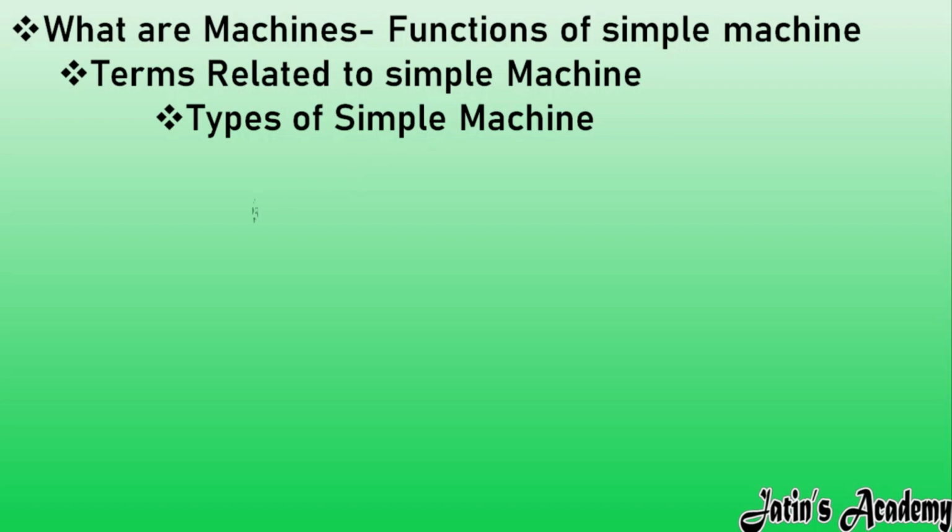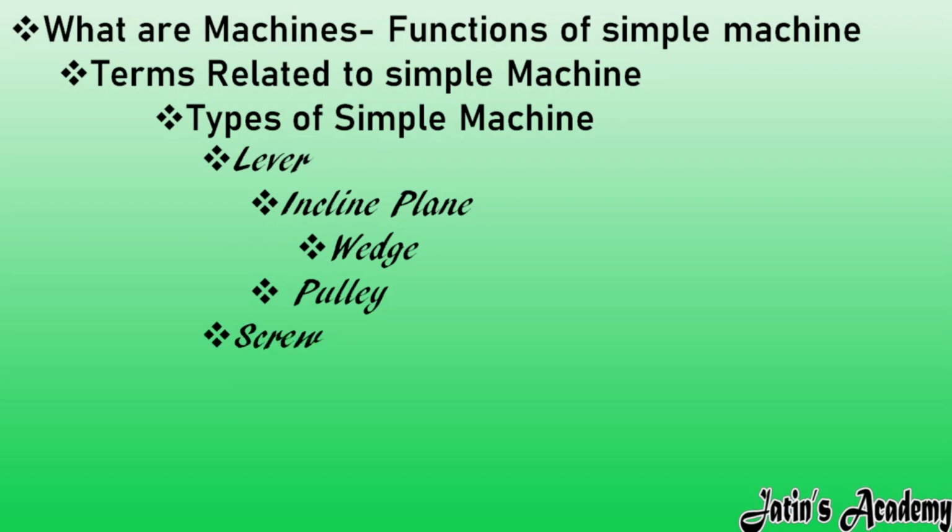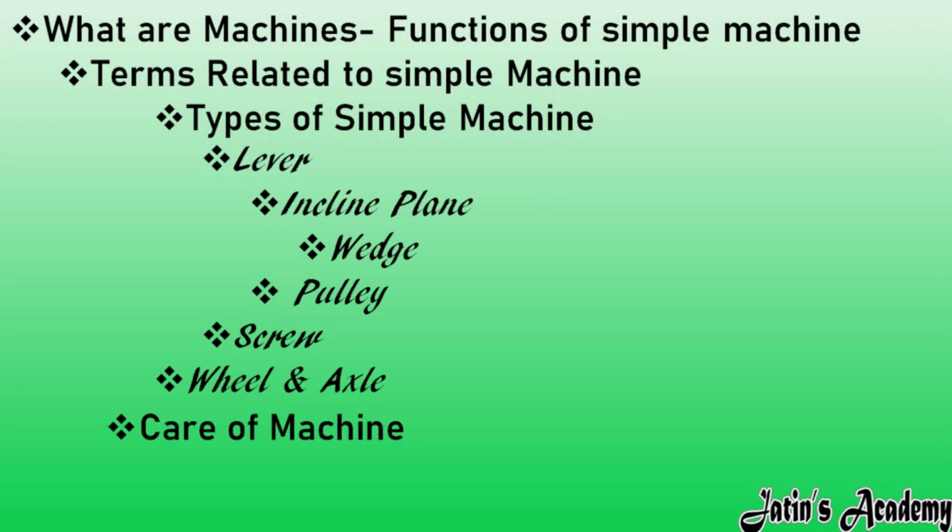First, we will see the lever. Then we have the inclined plane. Then we will see the wedge. Then we have the pulley. Then we have the screw. Then at last we will discuss the wheel and axle. And then at the end of the chapter we will discuss the care of machines. Now let us start with the chapter.